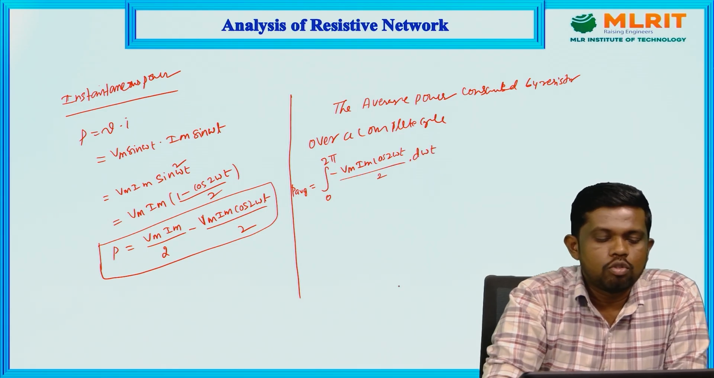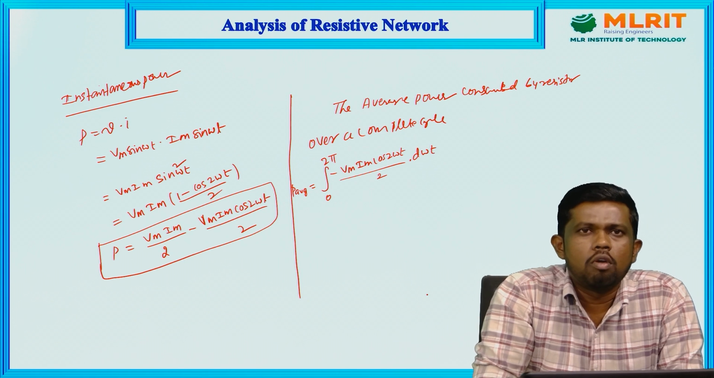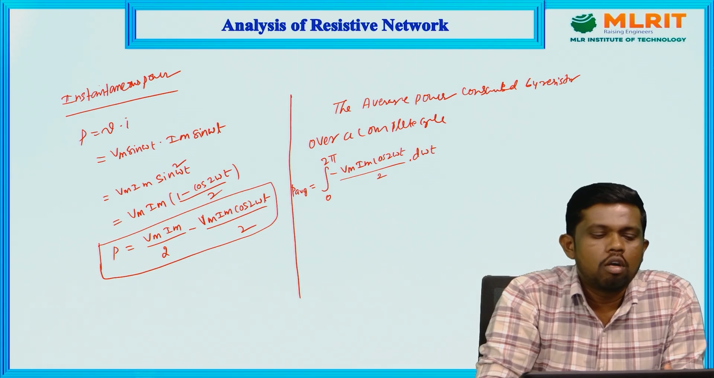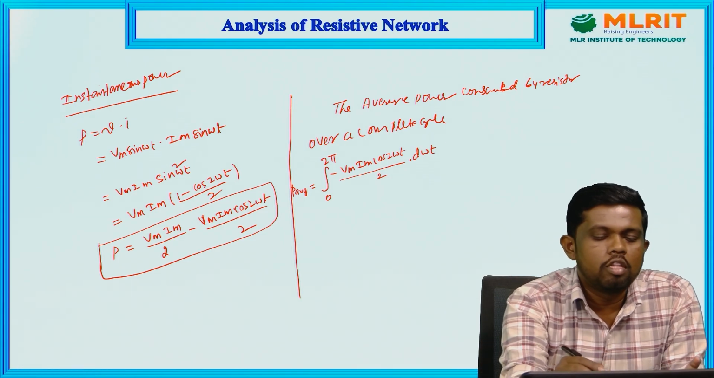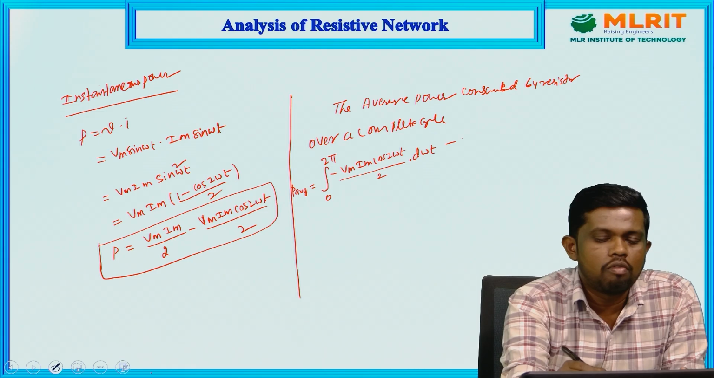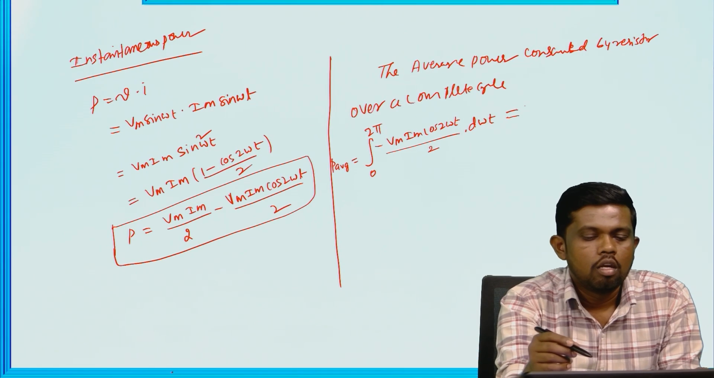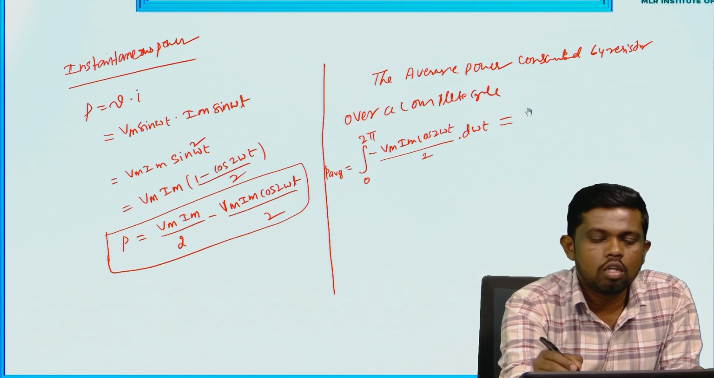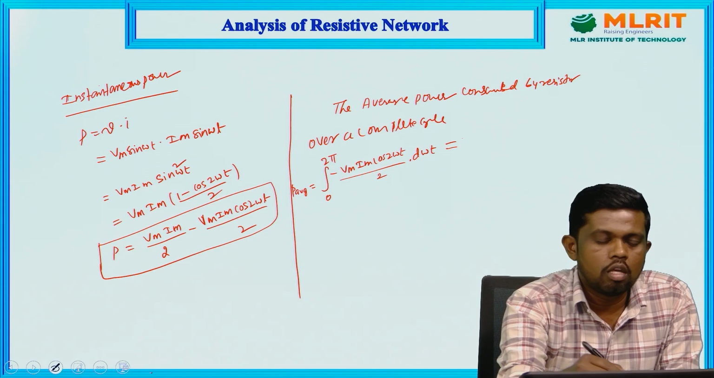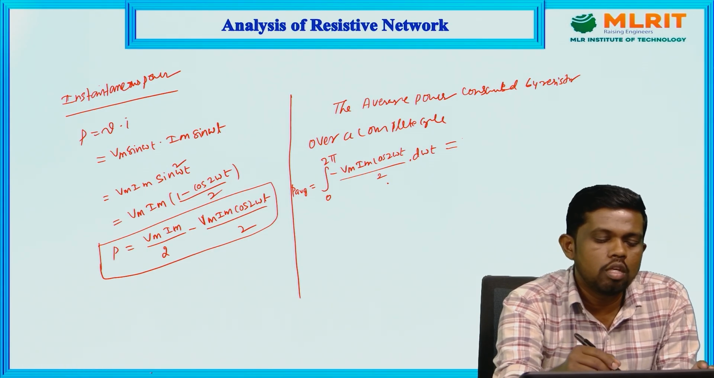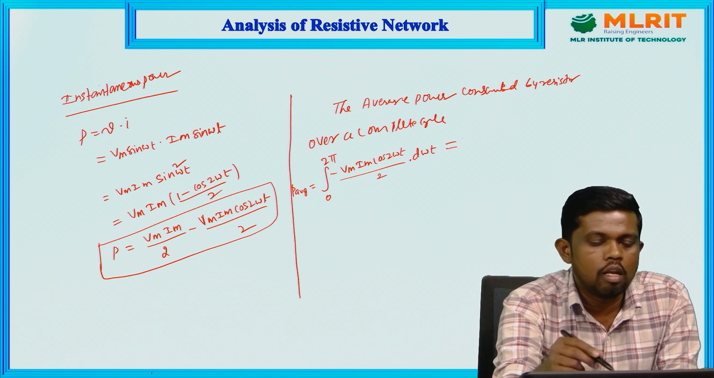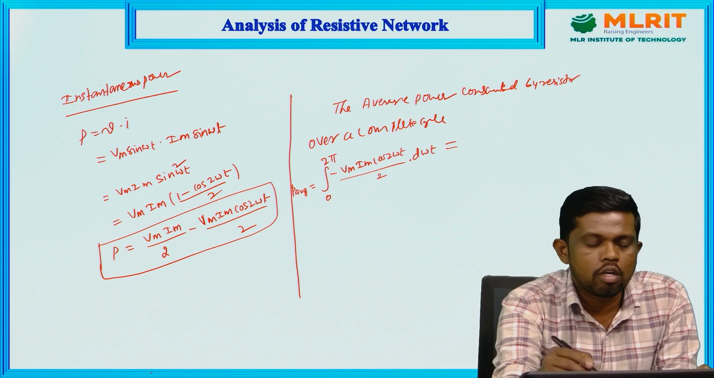I mean to say, why should I consider only this term? The instantaneous power has two parts: one is a constant part, the other is a variable part. The variable part appears with a cosine function with double the frequency. So the average power contributed by this variable part over a complete cycle should be treated as simply 0.